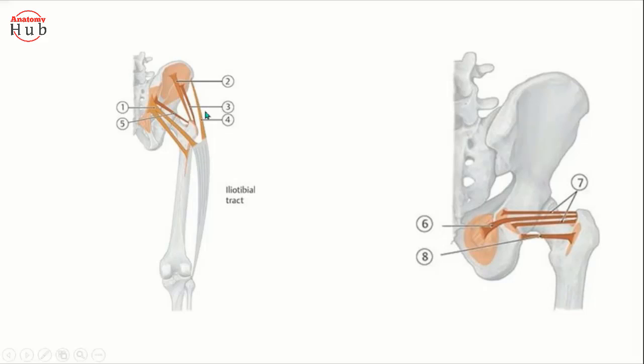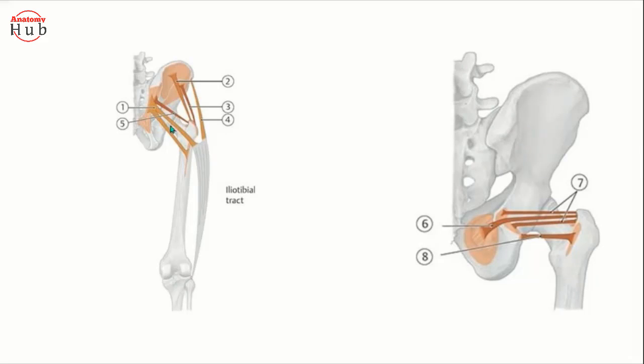So first we'll see the muscles, right? Here you can see the number one that I have mentioned. This represents some muscles. These muscles are mainly the major muscles, which are your gluteus maximus muscle, the gluteus medius and the gluteus minimus muscle, right?